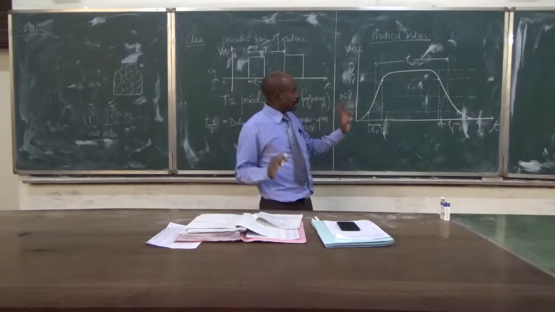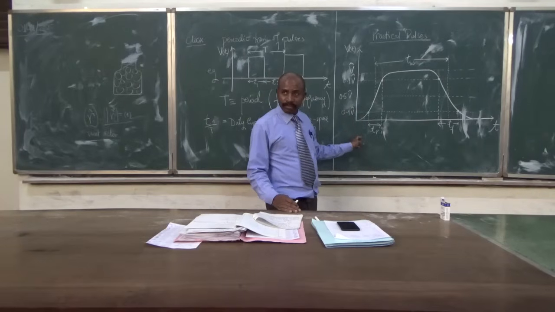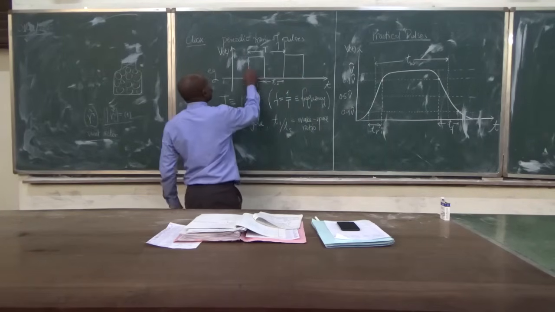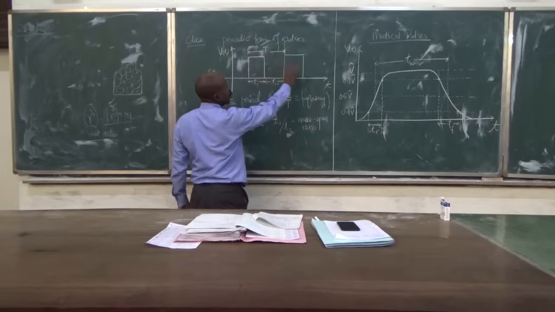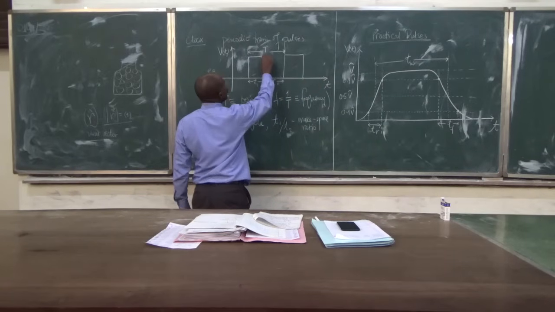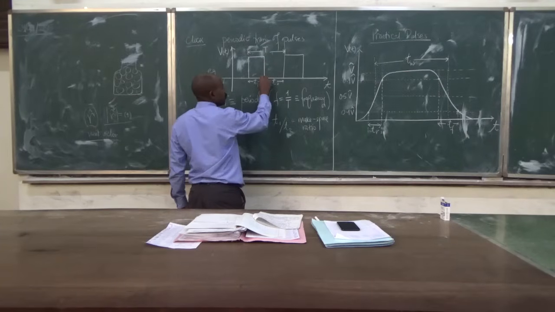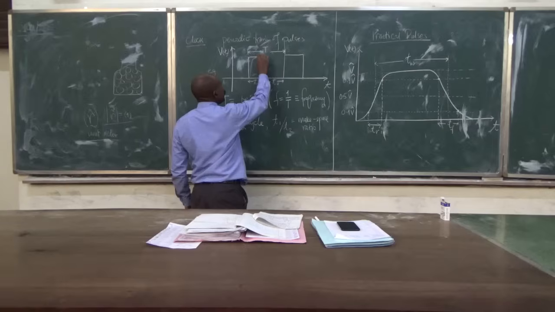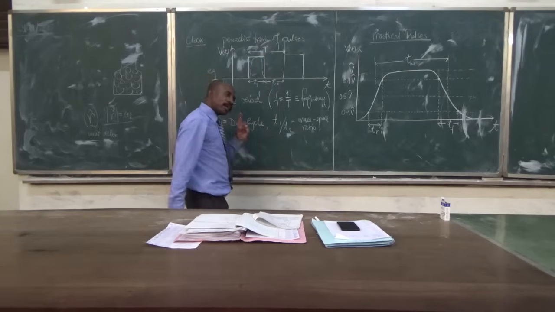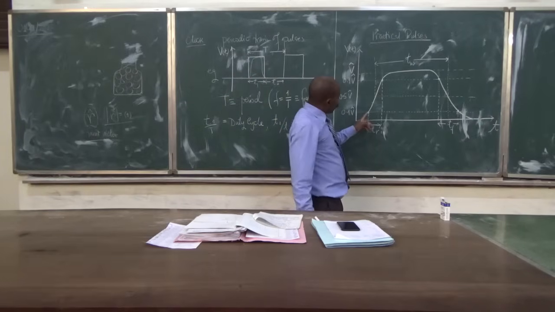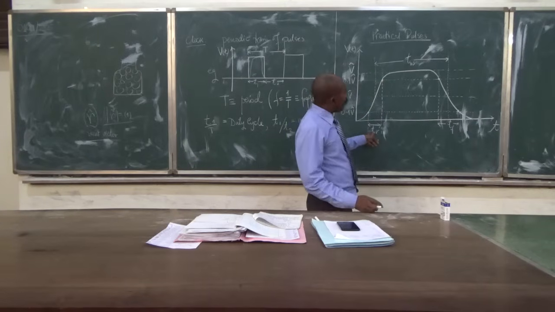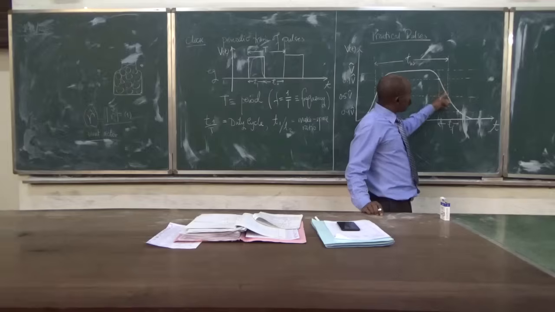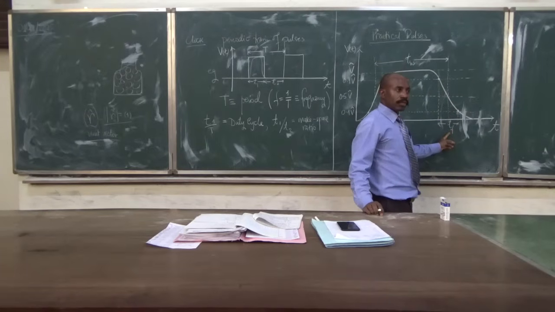So this is a practical pulse, with the rise time, with the pulse width, which we shall see what we mean by. And then with the fall time. It rises and keeps for some time and comes back. The time it takes to go from 10% to 90% we call the rise time. And the time it takes to fall from 90% to 10% is what we call the fall time.